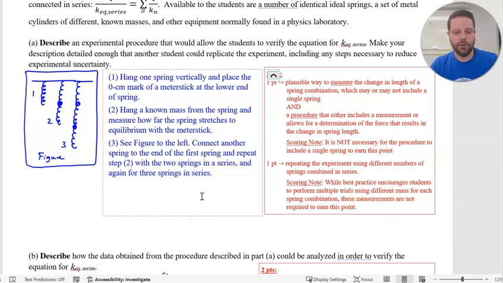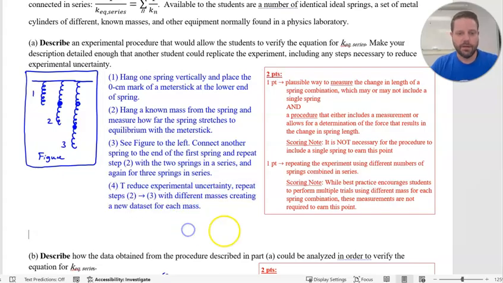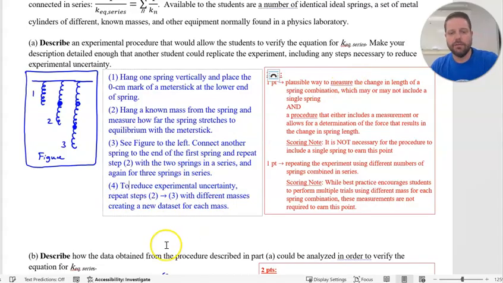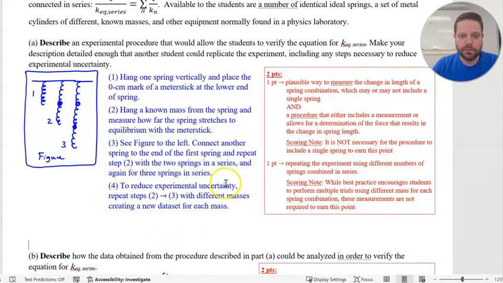So I will show you what we would want to put in here if we did want to make sure that we were reducing experimental uncertainty. I always try to say "to reduce experimental uncertainty" to make sure that the person reading is going to know that I am doing this step to reduce the experimental uncertainty. So we're going to repeat steps 2 and 3, but for a different mass that will create a different data set. And we can use different masses that would each create their own data set.